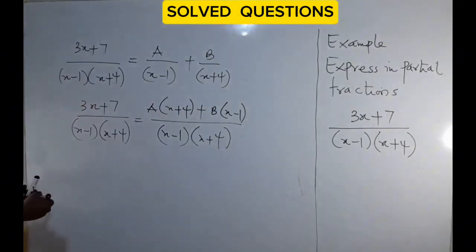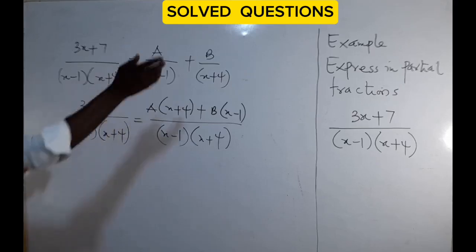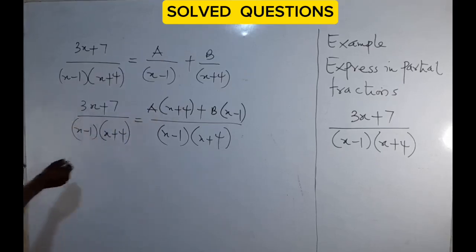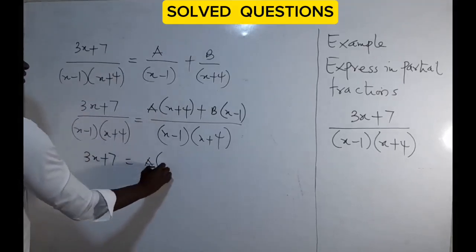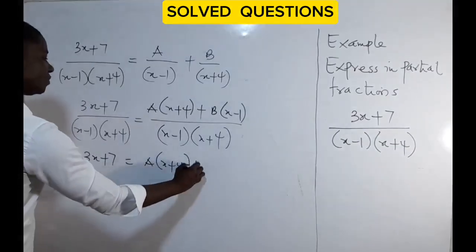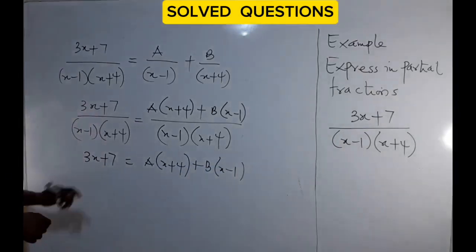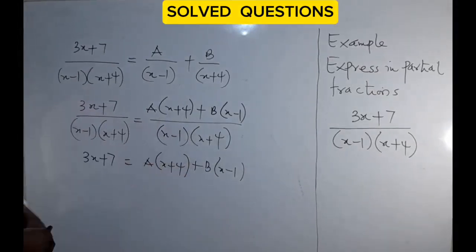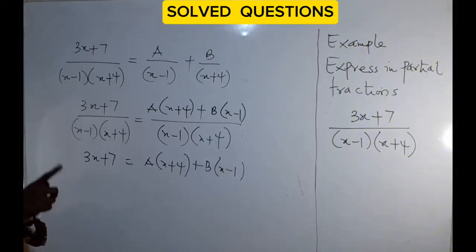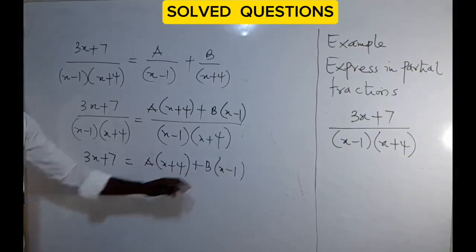So now, when you compare the left and the right, you see that the denominators are the same, okay? So we can equate the numerators. Here we have 3x plus 7, and here we have A into bracket (x plus 4), then we have B into bracket (x minus 1). Now, when you get here, what you do is you put x equal to values in such a way that you can eliminate one variable, and so you'll be able to find the other one, okay? The constants we are solving for are A and B. These are the values you are looking for.